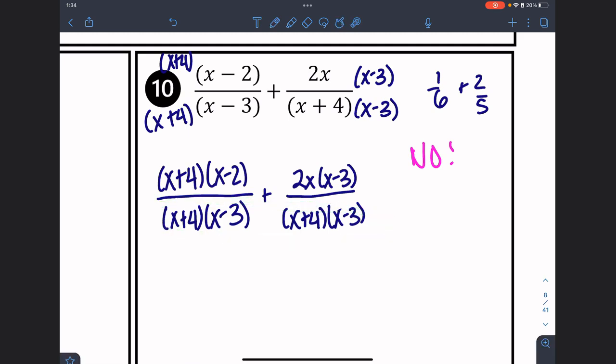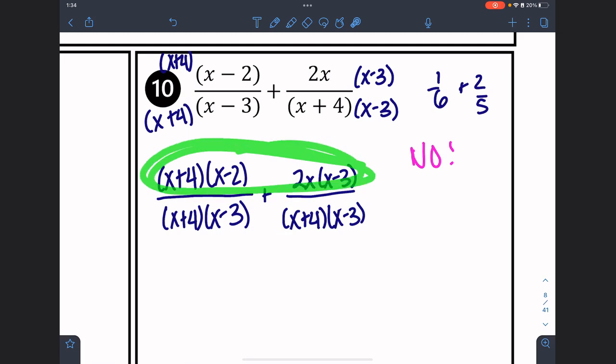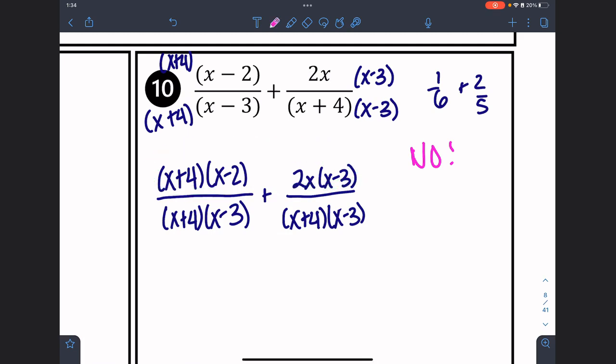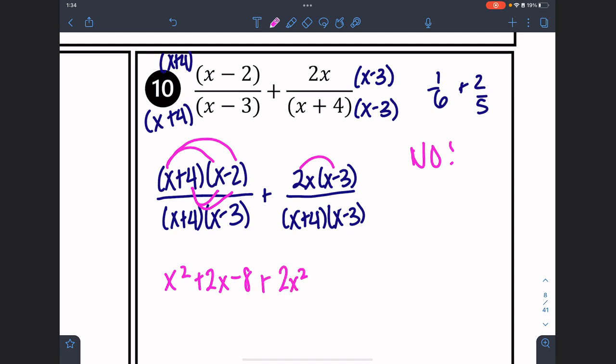What do we have to do? We need to simplify this and combine like terms. Distribute, combine like terms. So I'm going to do that. I'm going to just write this in a different color here. X times x is x squared. X times negative 2x, 4 times x, so negative 2x plus 4x is a positive 2x. 4 times negative 2 is negative 8. 2x times x is 2x squared. 2x times negative 3 is negative 6x, all over x plus 4, x minus 3.